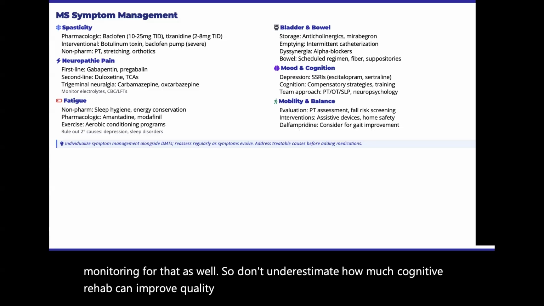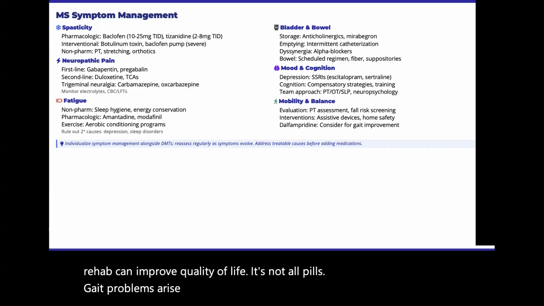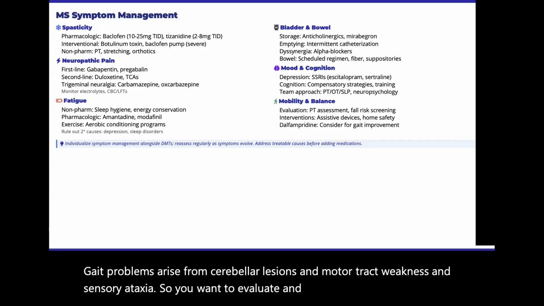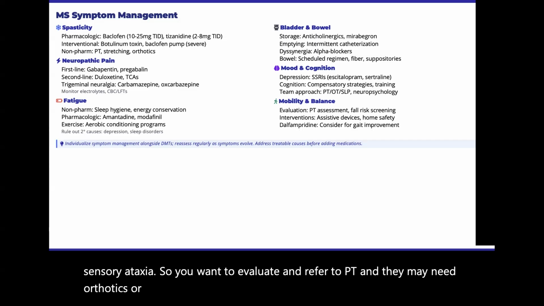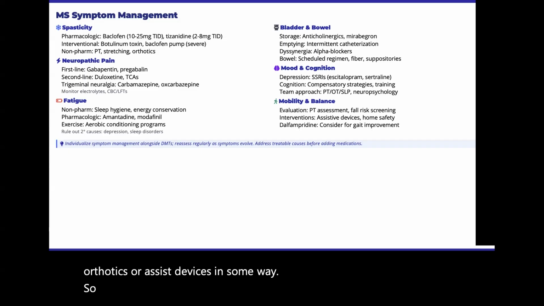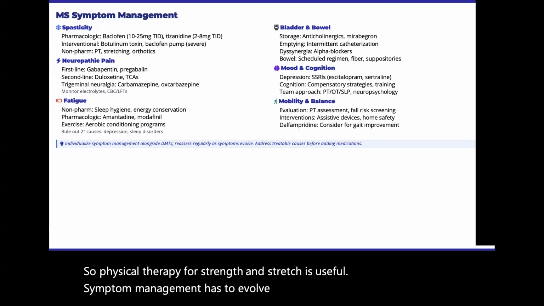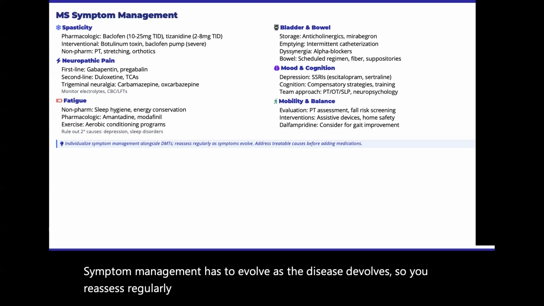It's not all pills. Gait problems arise from cerebellar lesions, motor tract weakness, and sensory ataxia. So you want to evaluate and refer to PT, and they may need orthotics or assist devices in some way. Physical therapy for strength and stretch is useful. Symptom management has to evolve as the disease evolves. So you reassess regularly and always address treatable and reversible causes before adding medications.